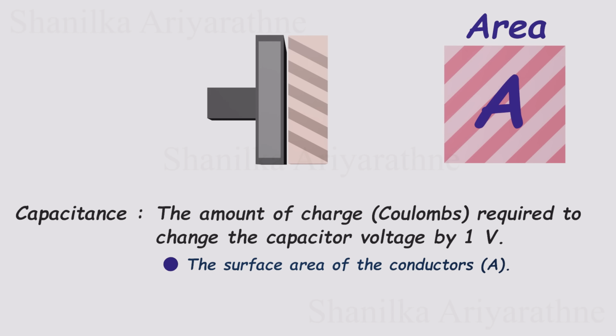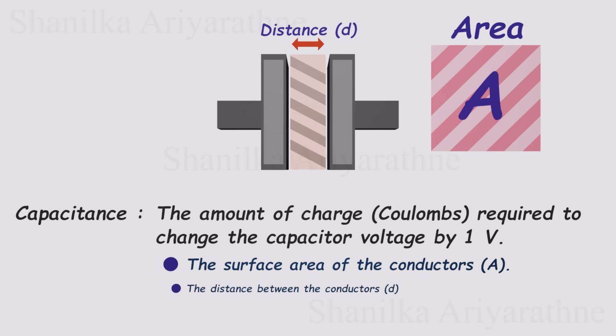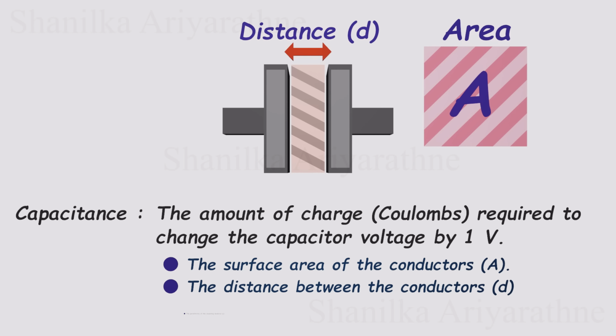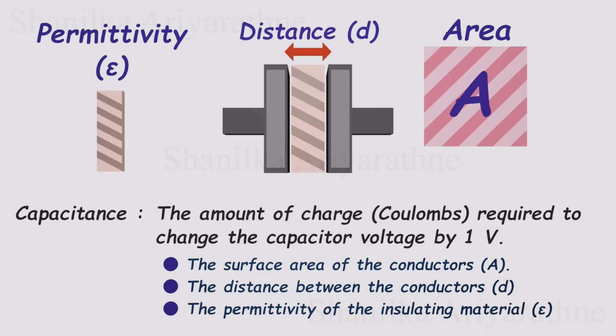Simple. Then the distance between the plates. The closer they are, the stronger the electric field, so more charge can be stored. The permittivity of the dielectric. This is basically how well the insulating material can support an electric field. Different materials have different capacities.